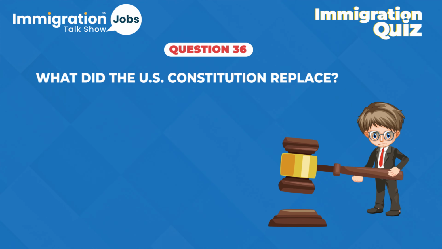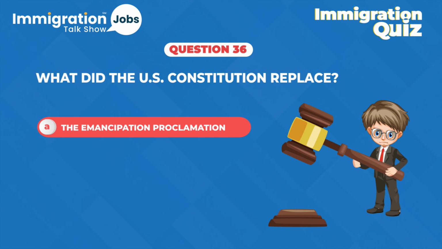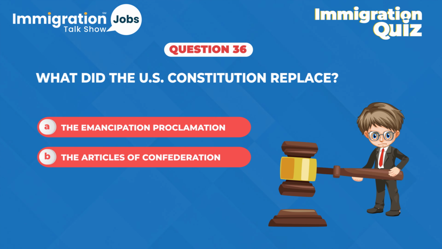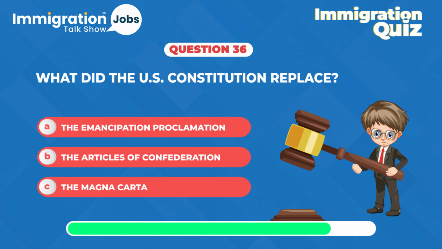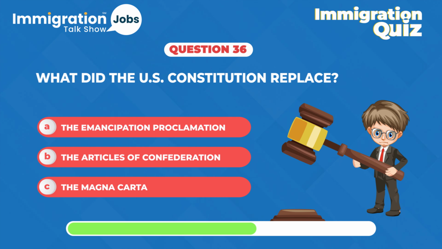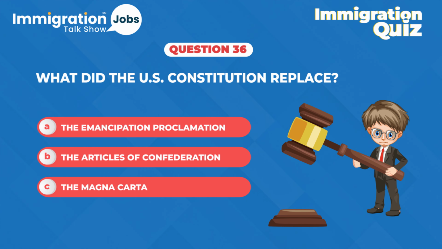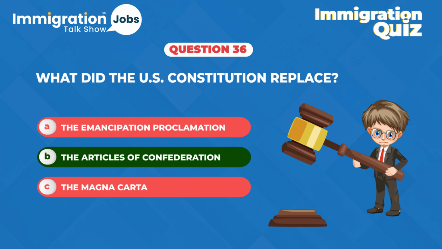What did the US Constitution replace? Option A, the Emancipation Proclamation. Option B, the Articles of Confederation. Or option C, the Magna Carta. And the correct answer is option B, the Articles of Confederation.